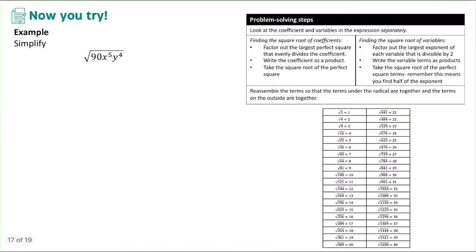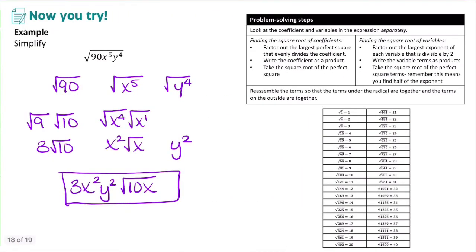So now you can go ahead and pause the video and try doing this example on your own. Once again, I broke this into 3 pieces. The square root of 90 became the square root of 9 times the square root of 10. So I have 3 square roots of 10.